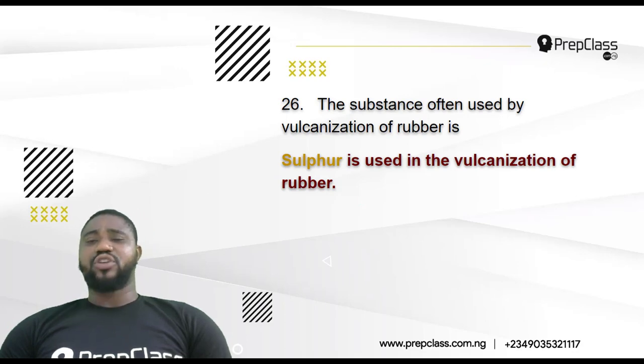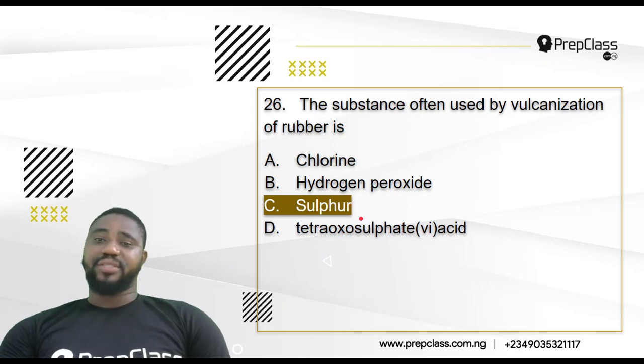What is vulcanization? Vulcanization simply means the process in which rubber is processed in order to improve its quality, its texture, its elasticity, and its durability. And the substance that is used to do that is called sulfur. So the correct answer there is sulfur. Option C is the best answer.